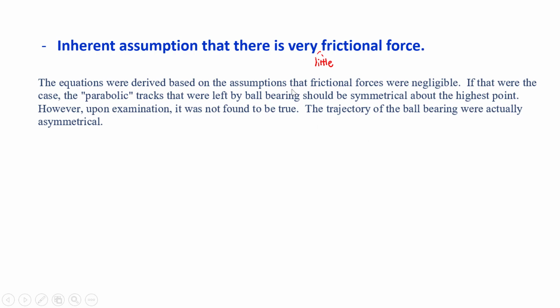The equations were derived based on the assumption that frictional forces were negligible. If that were the case, parabolic paths that were left by the ball bearing should be symmetrical about the highest point. However, upon examination of your own tracks, it was not found to be true. So the trajectory of the ball bearing was actually asymmetrical. Therefore, frictional force could be significant in the experiment. Things like that, okay? And if you want, a little elaboration of how that would actually affect your value of U. Okay? So that ends it for the review for Lab 3.